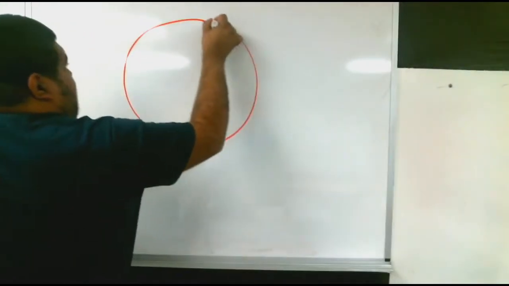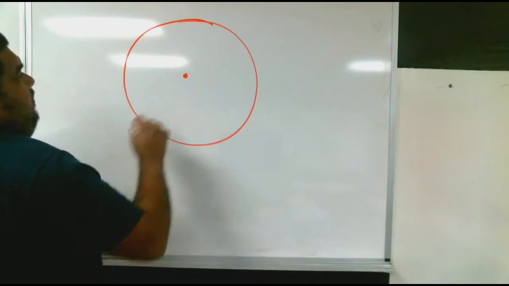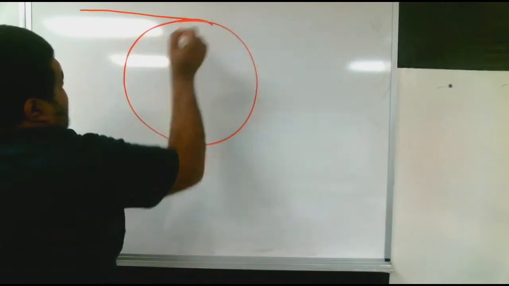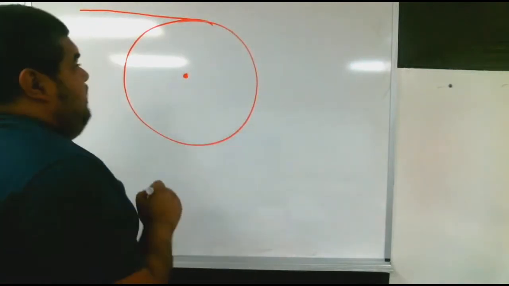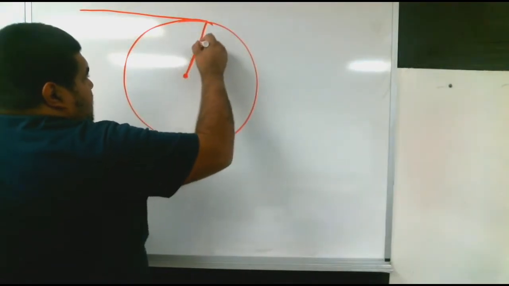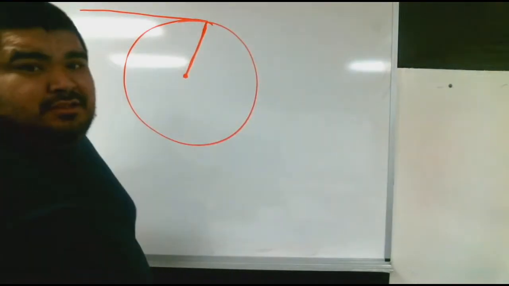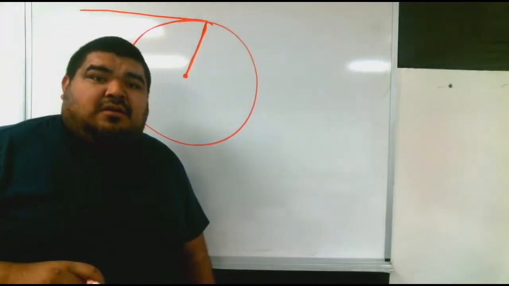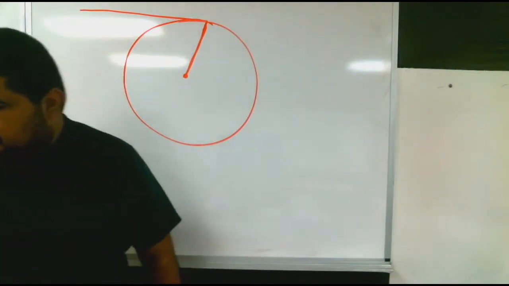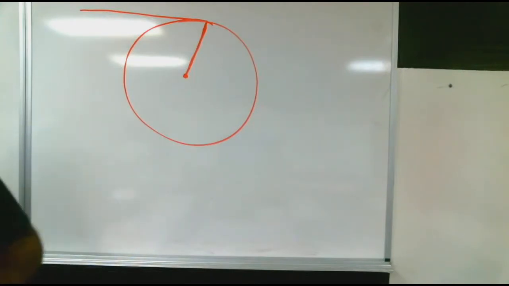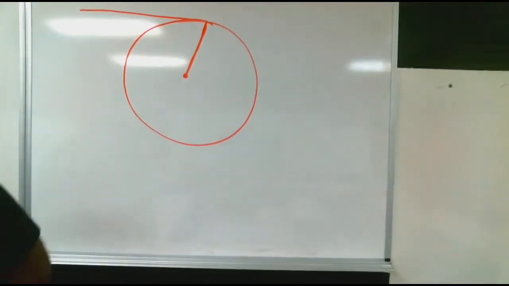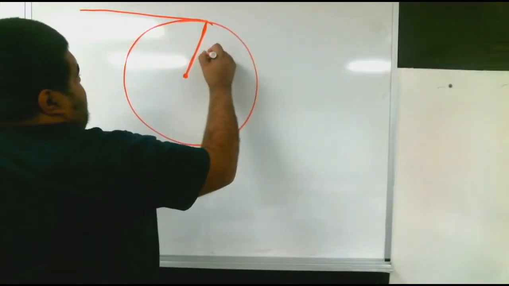Okay, so we have our circle here. We have our center. We have a line that touches the circle. Now, we have a radius that goes from the center to where the tangent touches. Our radius in this circle is 8.